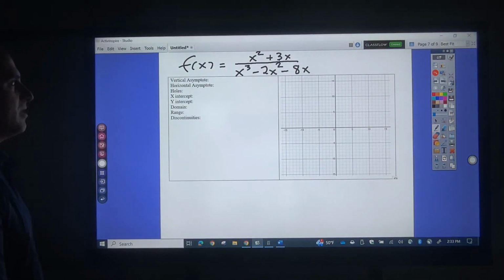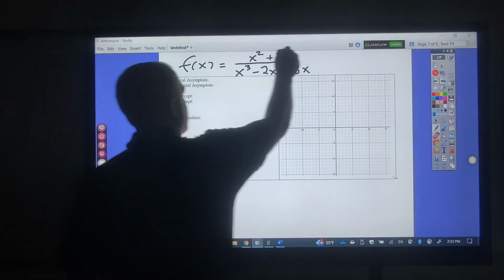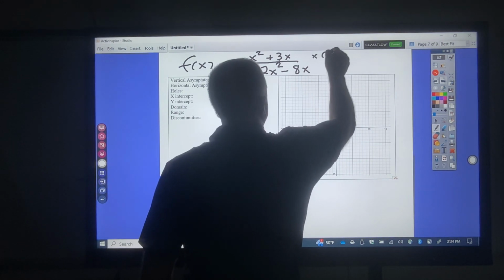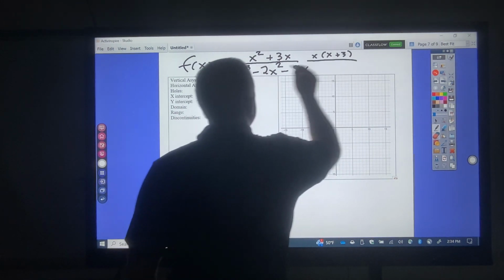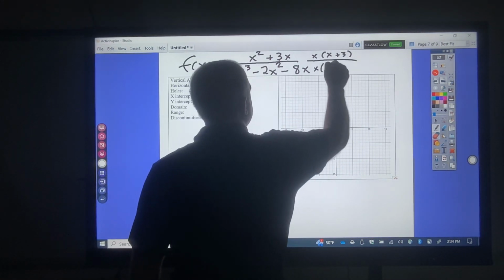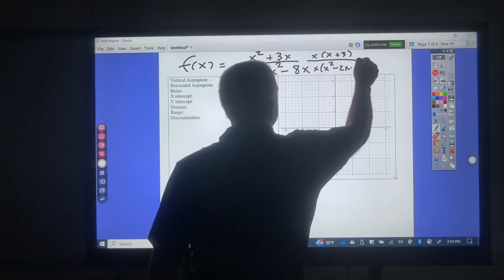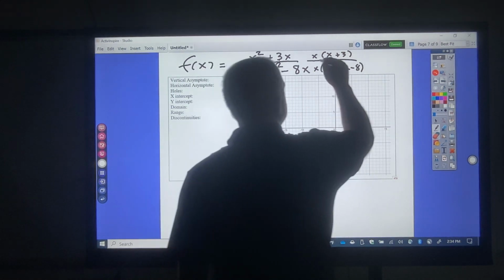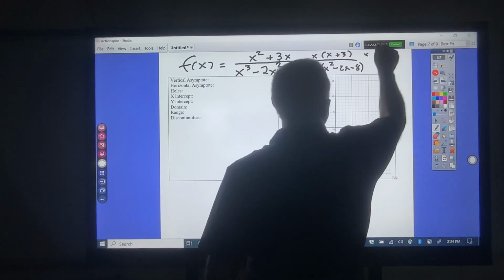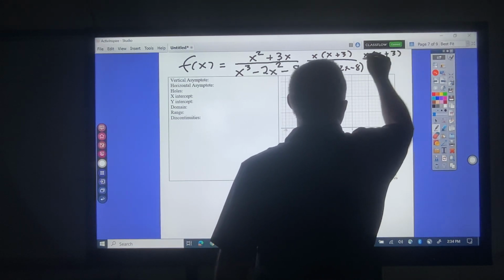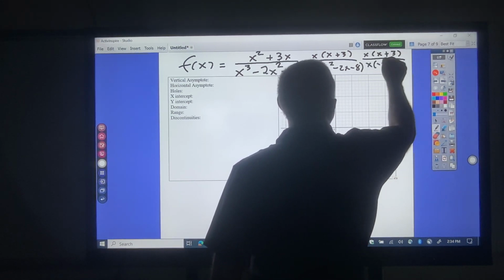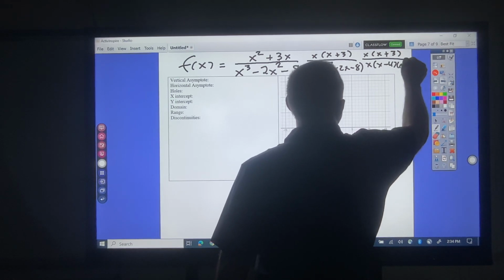All right, so what I would want to do here is I want to take out the x. That's going to be x plus 3. I want to take out the x here. That's going to be x squared minus 2x minus 8. So basically what happens here is I have x over x plus 3 over x. If I factor, that would be x minus 4, x plus 2.